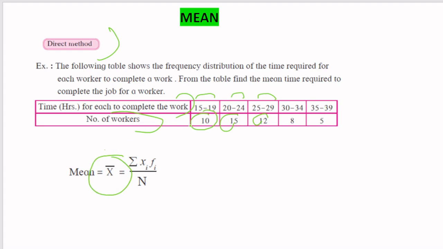X bar is called the mean. How do we calculate it? This is called the summation sign. X bar equals summation of xi fi divided by n. N will be nothing but the total number of workers. Now, how will we calculate xi and fi? We'll understand in detail with the help of an example.